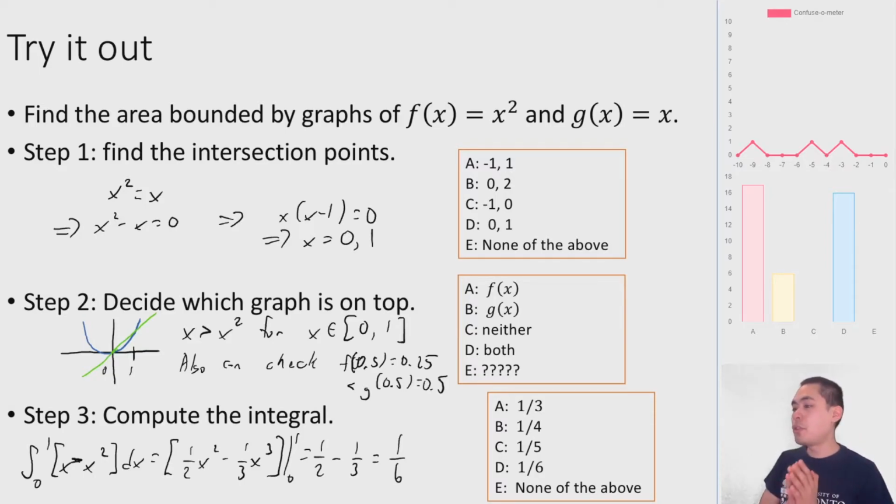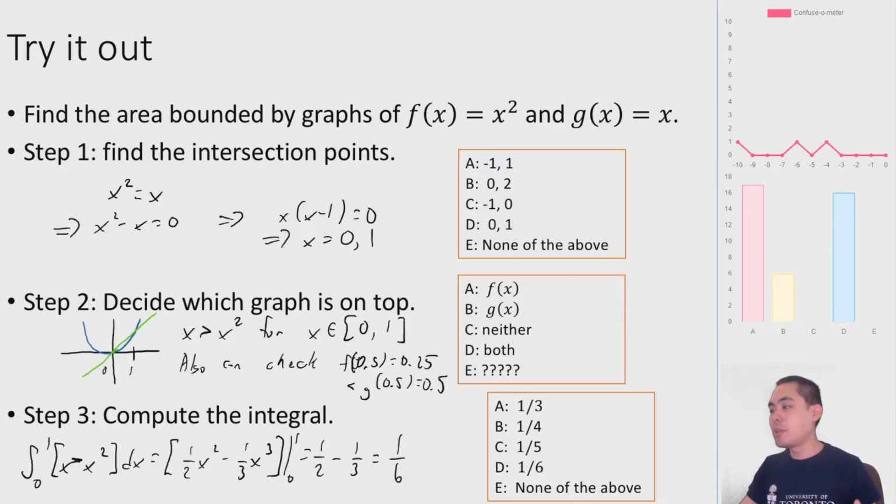And note, what would have happened if you had done the wrong one on top is you just would have ended up with a negative area. And so that's a pretty good sign that you did something wrong.